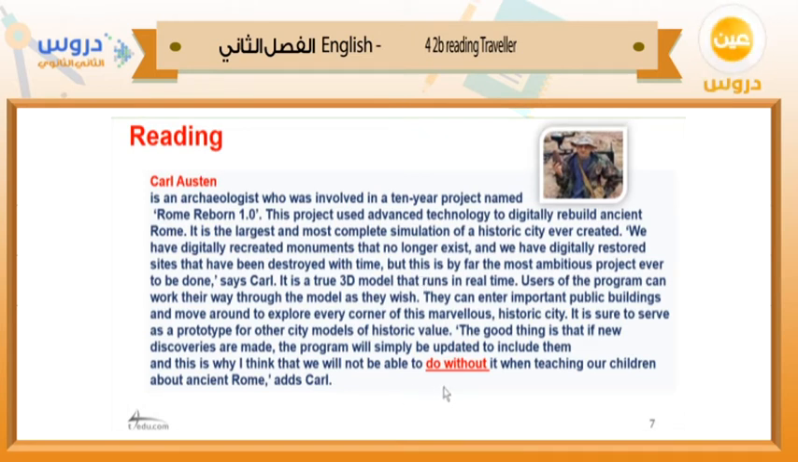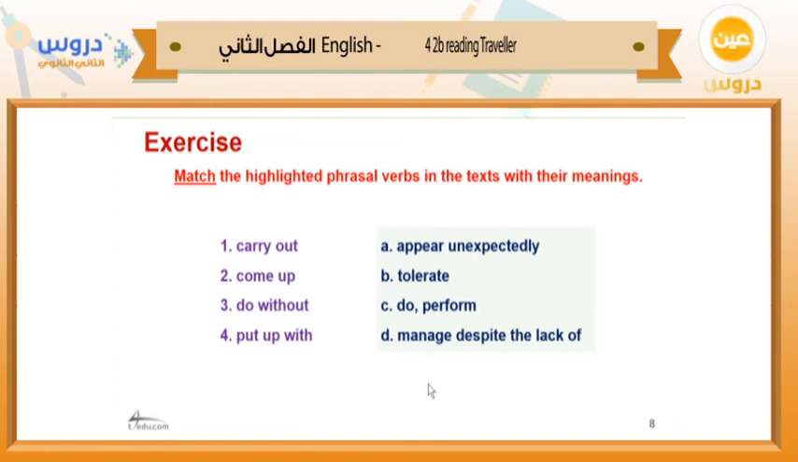What's the meaning of do without? Do without means to manage despite the lack of. Despite we don't have something, we do without it. Now we will have this exercise. I want you to match the highlighted phrasal verbs in the text with their meanings.